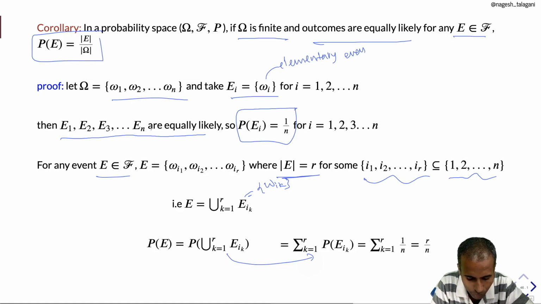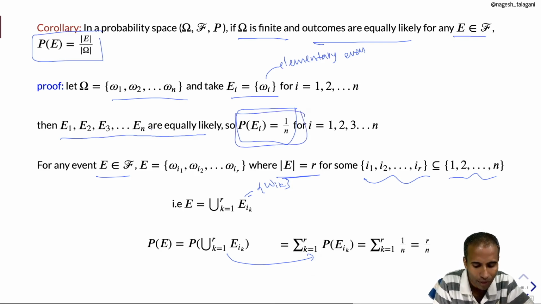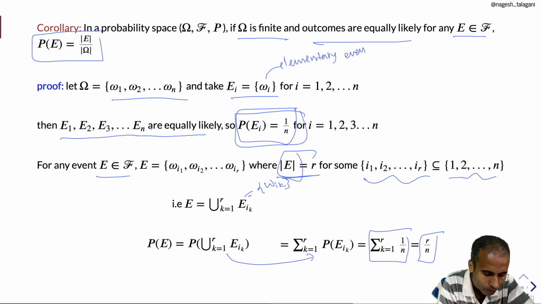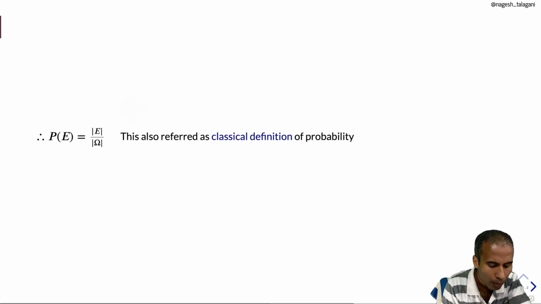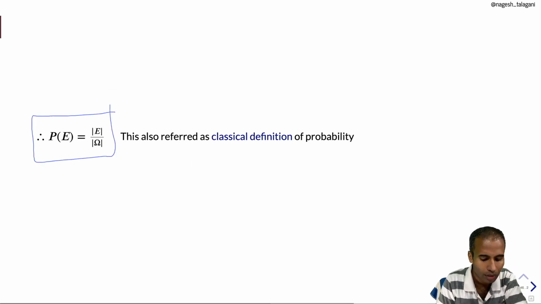Okay, so this is going to be summation k equal to 1 to R probability of E_i_k, and we just realized that the probability of any event must be equal to 1 by n. So each equal to 1 by n here, summation k equal to 1 to R of 1 by n. So this sum adds up to R by n, where R is the size of E, n is the size of omega. Therefore, probability of E equals the number of elements in E by the number of elements in omega. This is also referred to as the classical definition of probability.